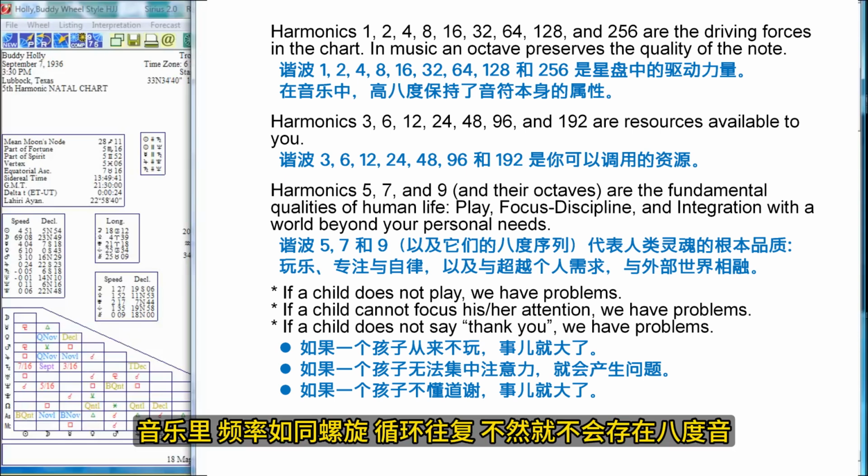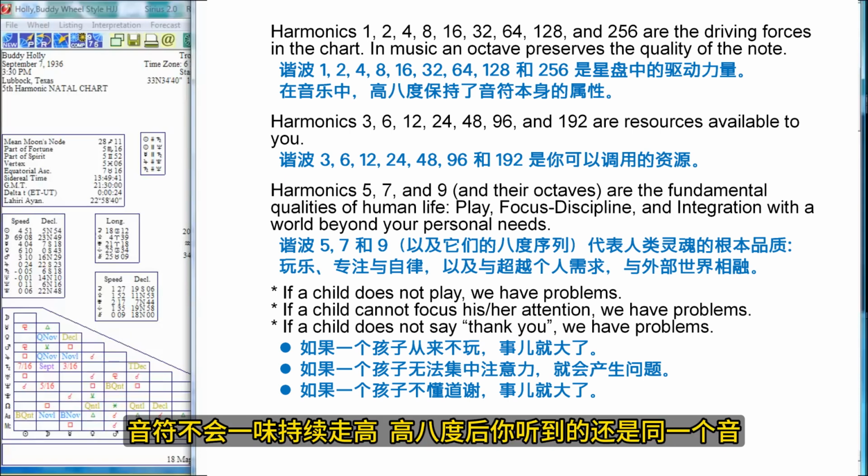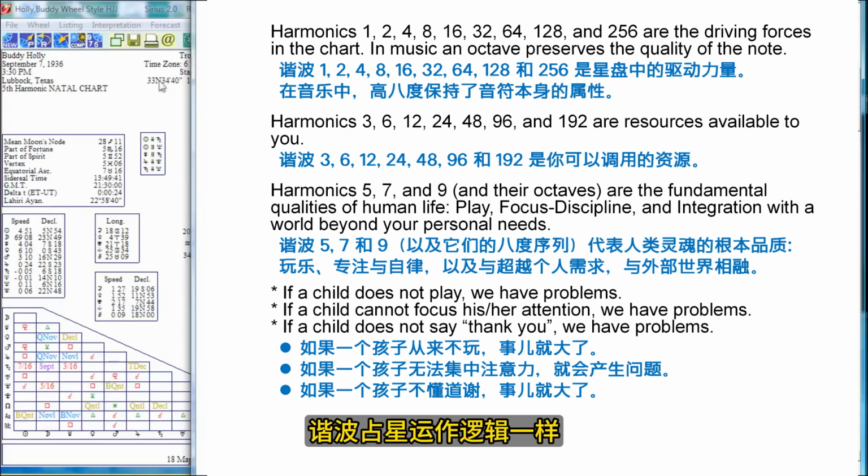So in music, we find that the frequencies are like a spiral. They come back again. Otherwise, we wouldn't have octaves. The notes would just keep getting higher and higher without returning back. So they return to the same feeling an octave higher. And it works exactly the same way in harmonic astrology.